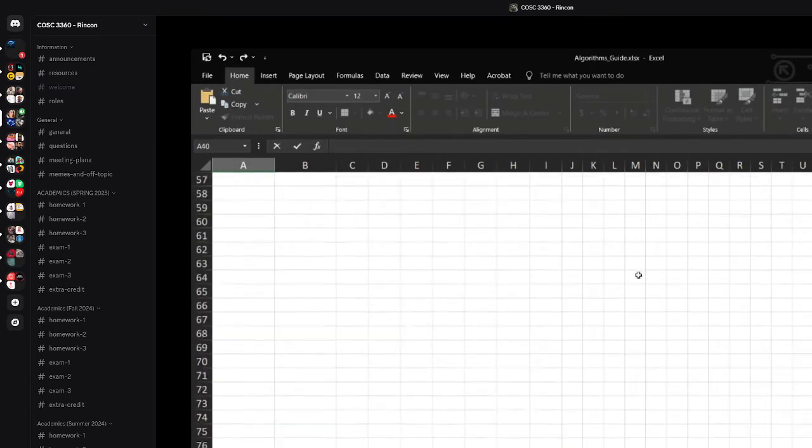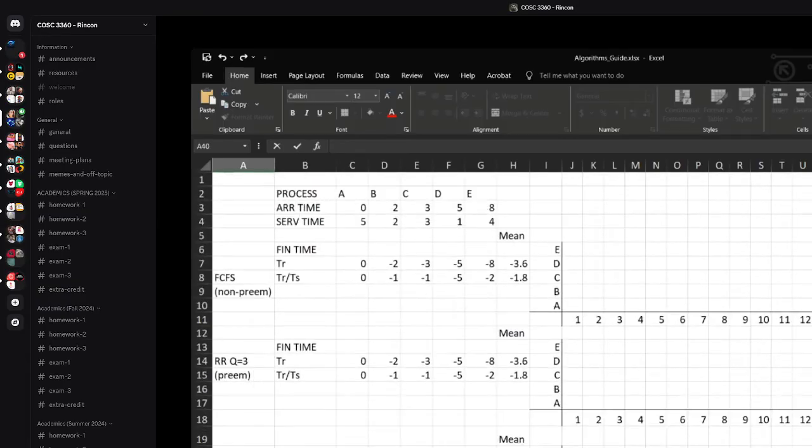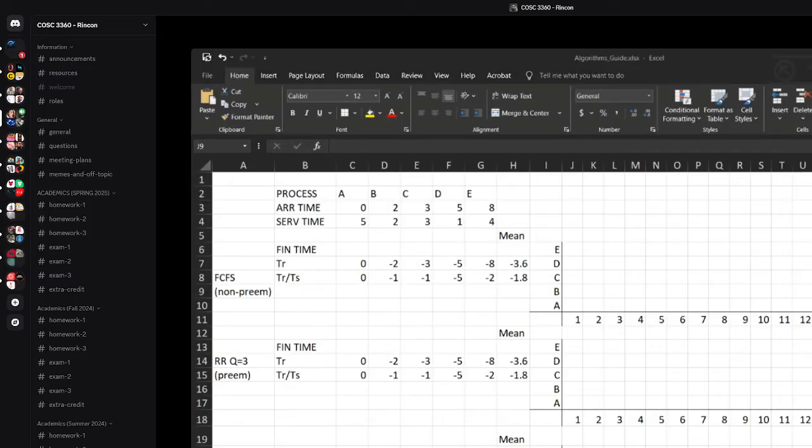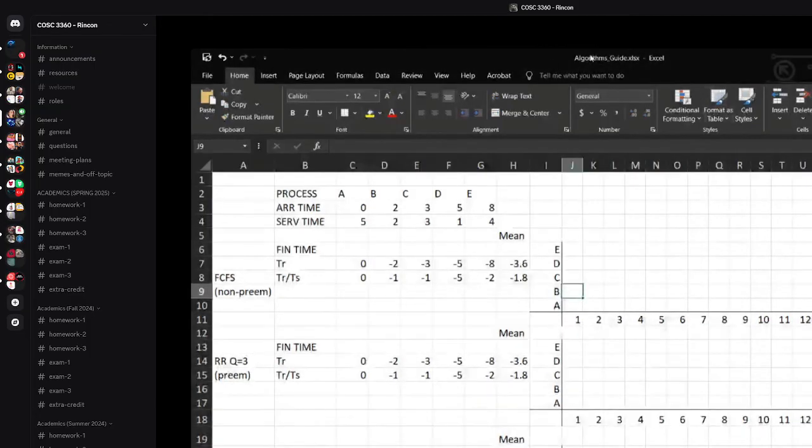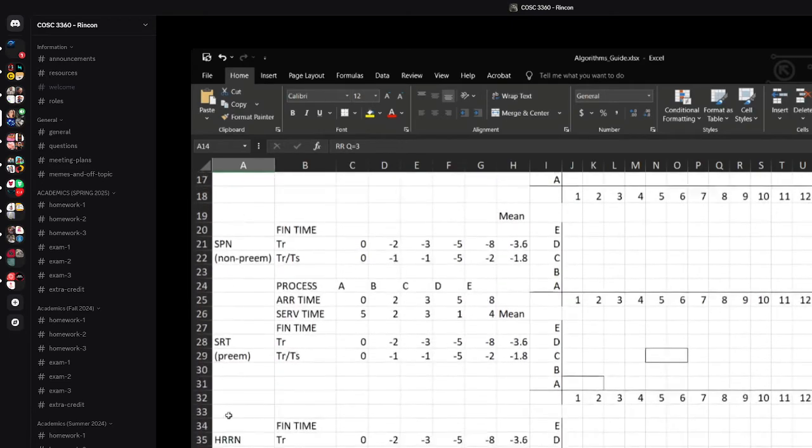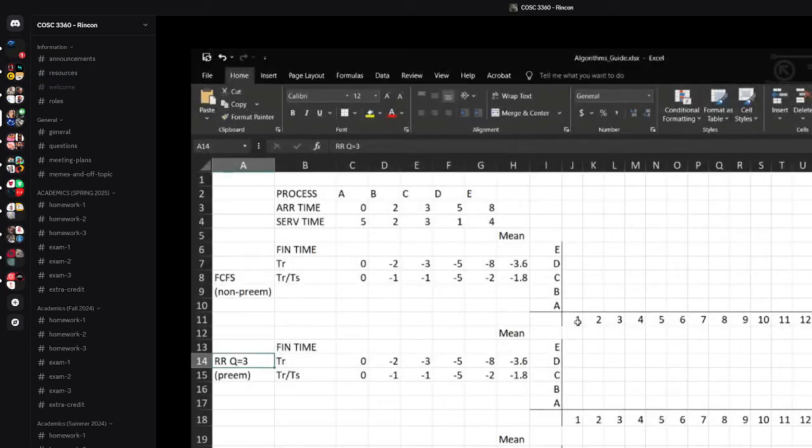There are 5 algorithms that we need to go over. Can you guys see my screen for this Excel sheet? Okay, awesome. I'm going to save round robin for last, because it's probably going to be the most time-consuming one. First we're going to do first come first serve, then jump to the other ones, and then come back to round robin. That's the order we're going to do today.